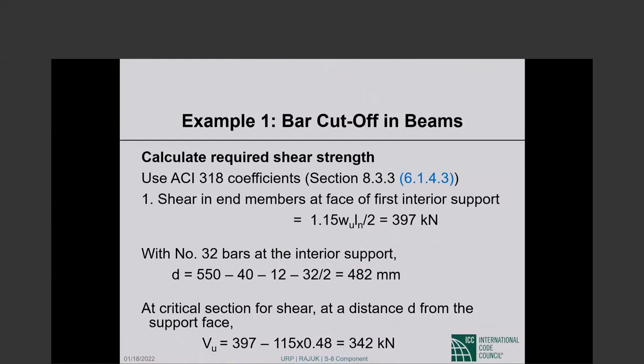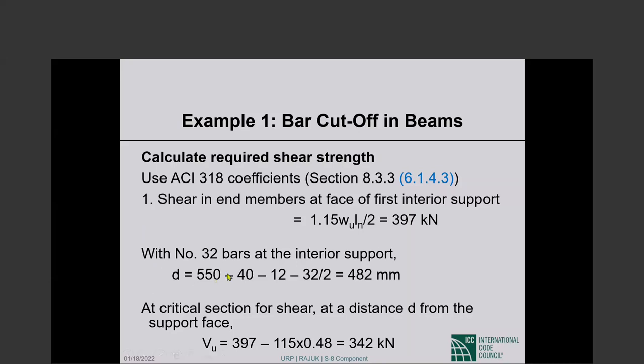Shear. By the same table, ACI coefficients, section 8.3.3, shear in end members at face of first interior support, that is the largest, 1.15 WL by 2, and at every other support it is 1.0 times WL over 2. So 1.15 WL by 2 comes to 397 kilonewtons of shear.